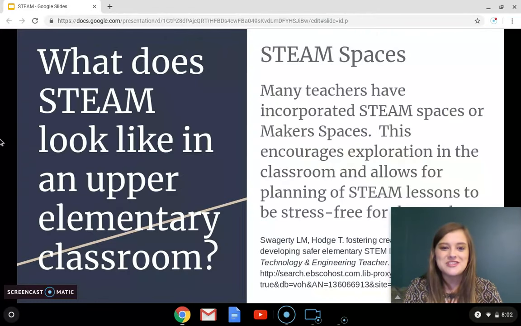And I also wanted to mention this, STEAM education, what does it look like? STEAM spaces or maker spaces are something that are really big right now for a lot of teachers. And this article tells a lot more about those spaces. It encourages exploration in the classroom and allows for the planning of STEAM lessons to be less stressful for the teacher. If you already have all the materials in one spot, or you have one spot where groups can go one at a time and build whatever it is that they're building that day, it's just so much easier. It's a lot less prep work, and it's a lot easier to clean up. And it's just a lot more organized.